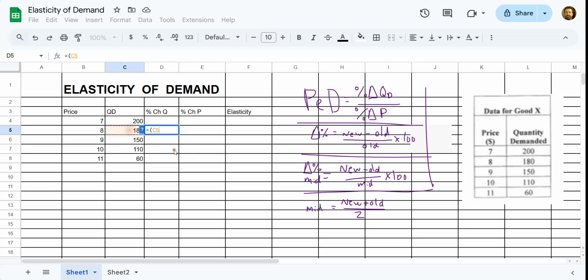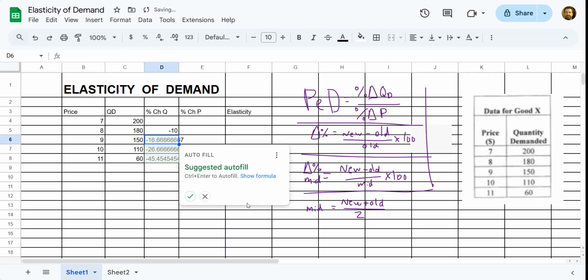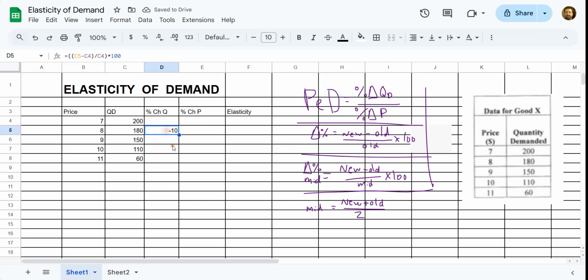The new amount, I'm going down the demand curve, or increasing the price. So from here to here would be 180 minus this value here, then I close the parentheses, and then I divide it by where I came from. Then I want all of this multiplied by 100, so I close the parentheses again, and then multiply, that's the star key, times 100. That gives me a 10% decrease in quantity demanded.